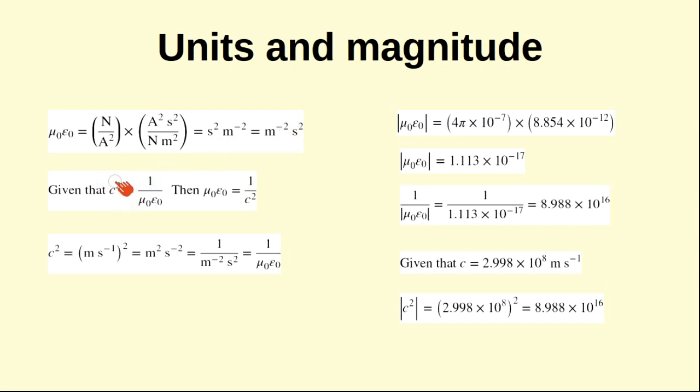The speed of light squared is one reciprocal of the product of these two, so 1 over mu naught epsilon naught. So therefore mu naught epsilon naught is 1 over c squared. Now c squared, of course, is the speed of light squared.